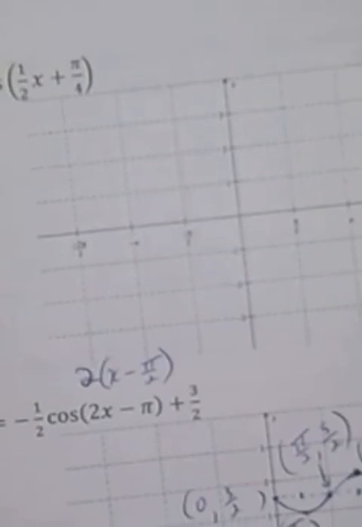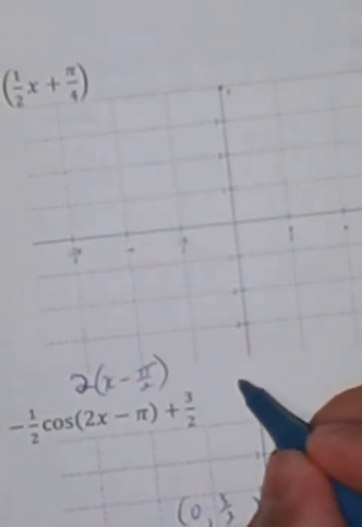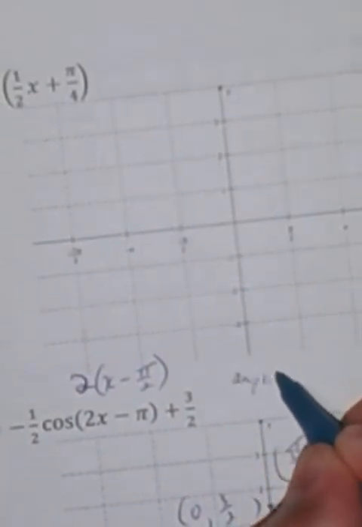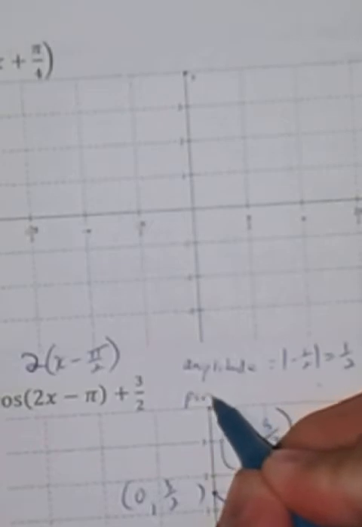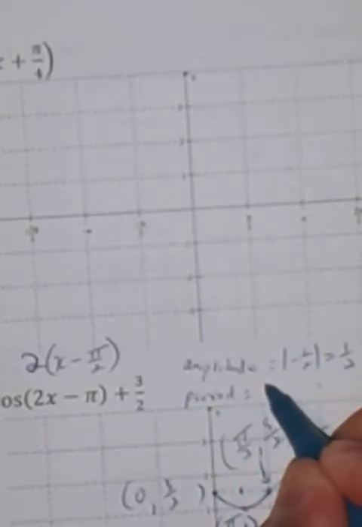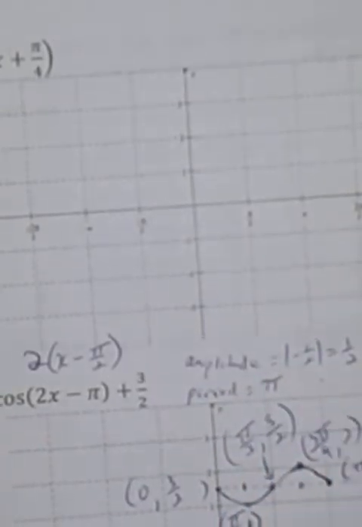So we were supposed to indicate the amplitude. The amplitude is the absolute value of negative half, which is 1/2. All right, the period, we just need to give the length. We don't need to give from where to where. It is pi.